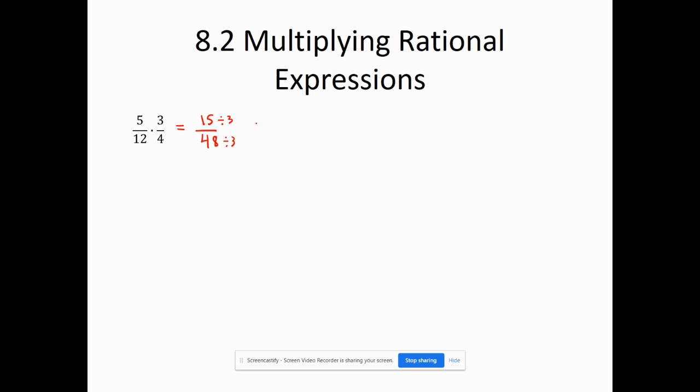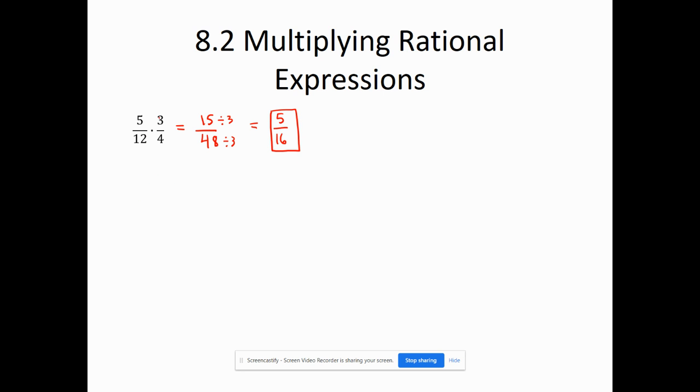So for the first one, you can see that they're both divisible by 3. So we can reduce this to 5 over 16. And now that would be a completely simplified answer.